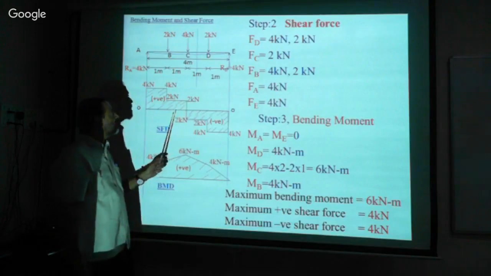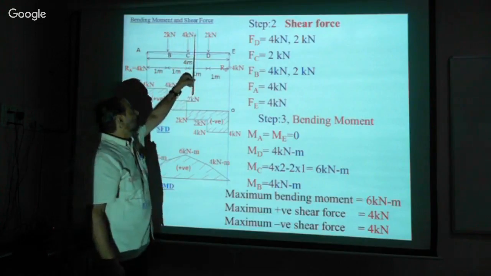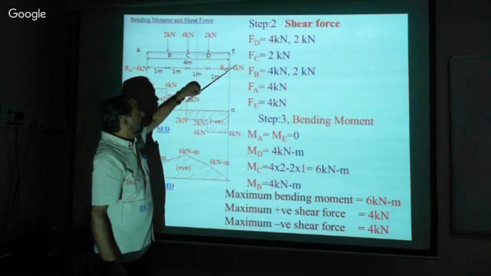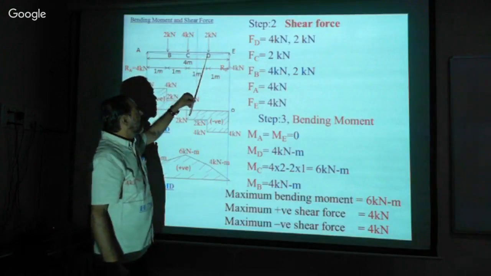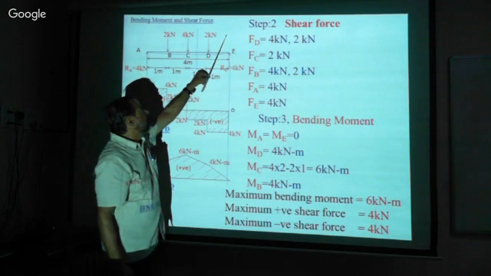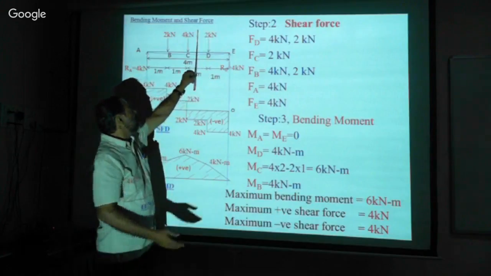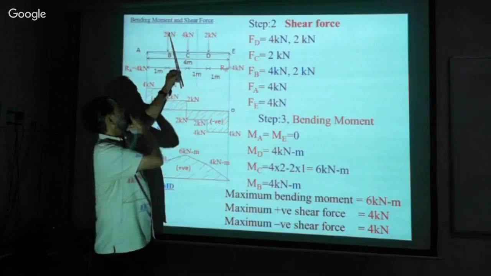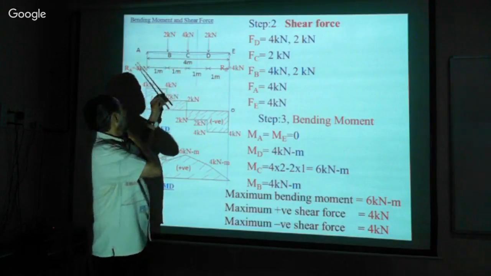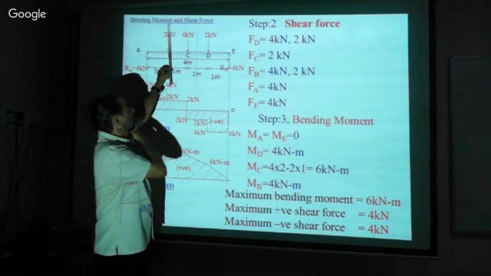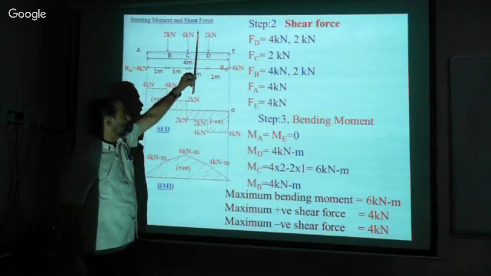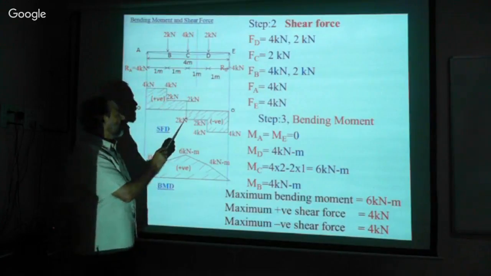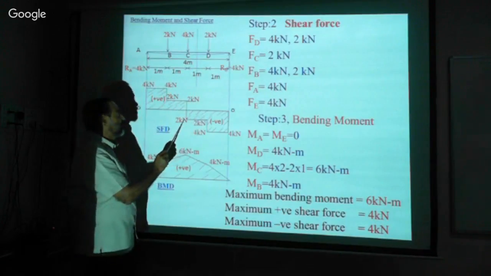And after this, at this point, if you calculate the shear force, 4 kN is upward, 2 kN is downward. Therefore, 2 kN is the net force. Or if you consider the left section, left hand side, 4 plus 2, 6 kN is downward and 4 kN is upward. Therefore, how much are you going to get? 2 kN. From here to here, you will get the 2 kN force.